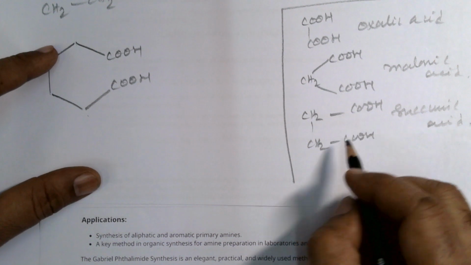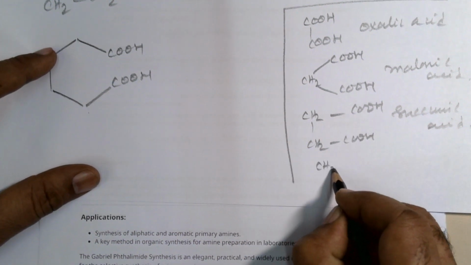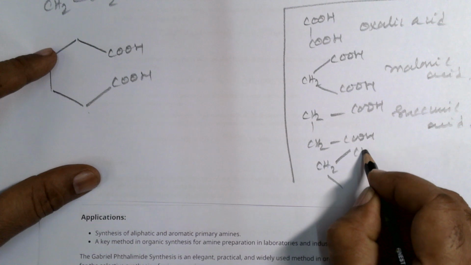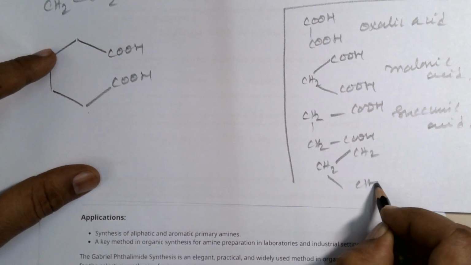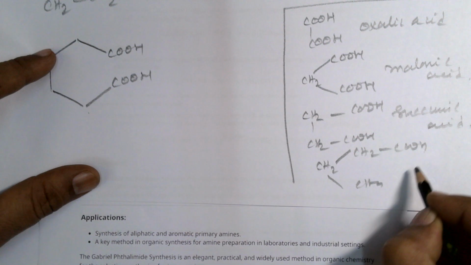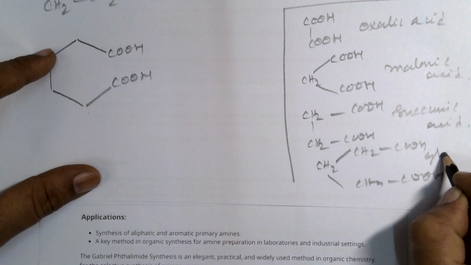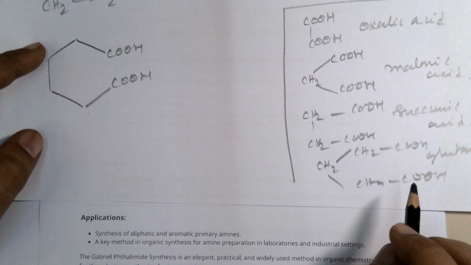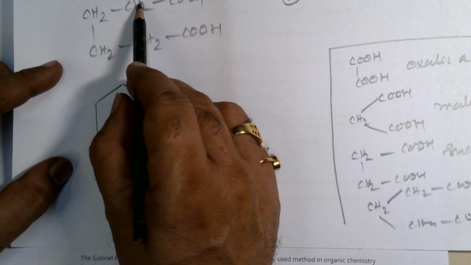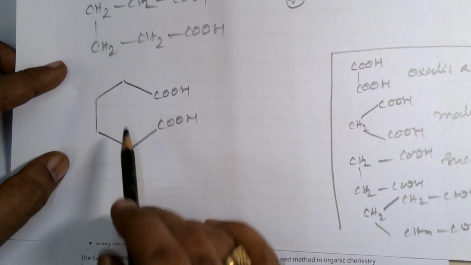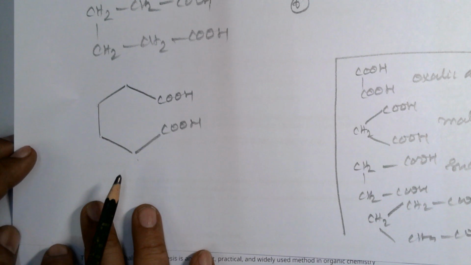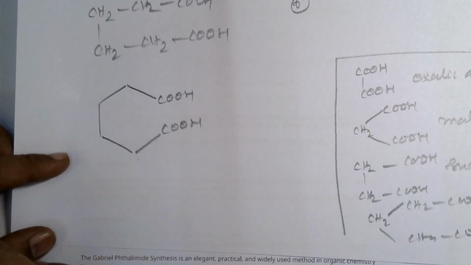And you have another acid, based on 5 carbon atoms. This is called glutaric acid, CH2, then COOH, then COOH. This is known as glutaric acid. And finally you have 1, 2, 3, 4, 5, 6. This is called adipic acid, a dicarboxylic acid having 6 carbon atoms.